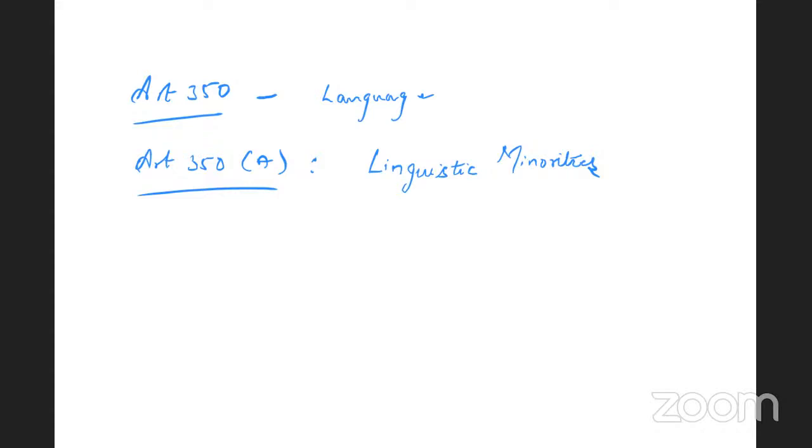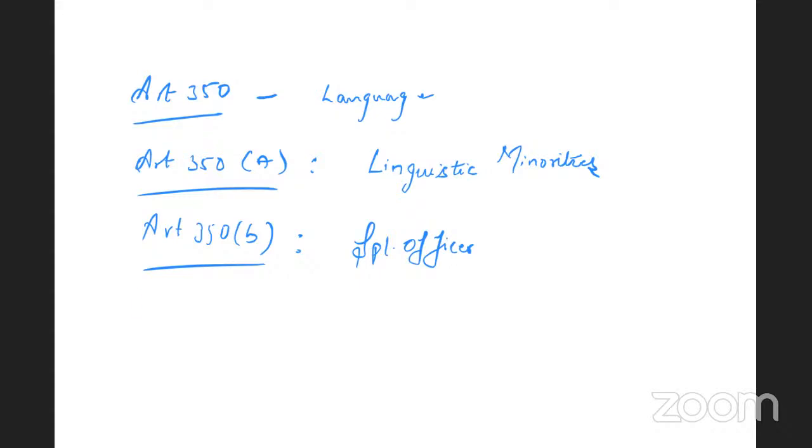Then you have Article 350 Clause B. It talks about the President of India has to appoint a special officer for linguistic minorities who will look into the implementation of the various safeguards provided for the linguistic minorities. The officer has to submit the report to the President of India. The President will table the report of the Special Officer of the Linguistic Minorities in both the houses of the Parliament. So Article 350 Clause B talks about the Special Officer for Linguistic Minorities to be appointed by the President of India.